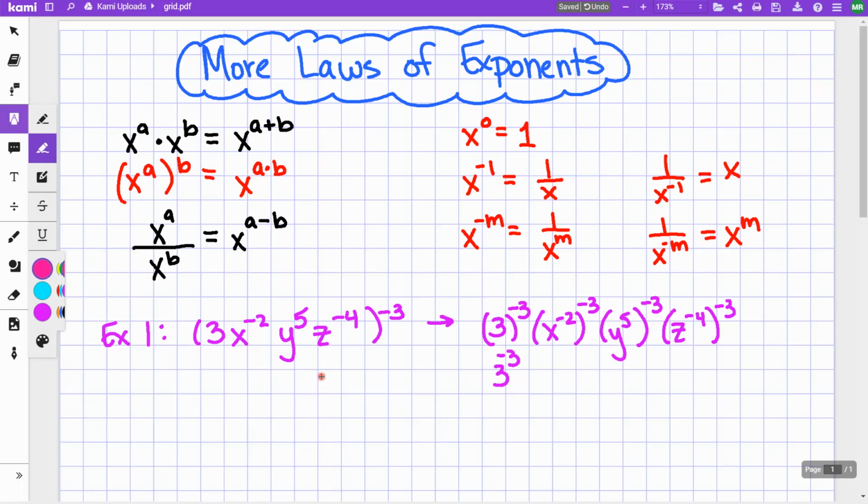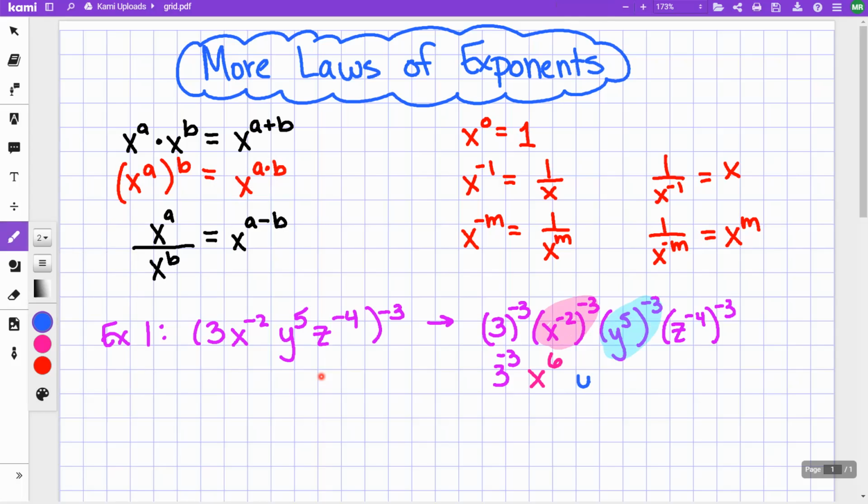When I have this x to the negative second raised to the negative third, that's going to be this power to power, which means I'm going to multiply. So for that, I am going to get x to the positive 6. Now here, when I have this y to the fifth raised to the negative third, again, power to power, I'm going to multiply. And when I multiply that out, I'm going to get y to the negative 15th. And again, here, I'm going to have my z to the negative fourth raised to the negative third, and power to power, I'm going to multiply, and I'm going to end up with z to the positive 12th.